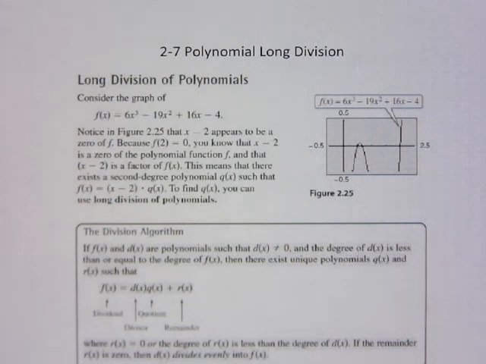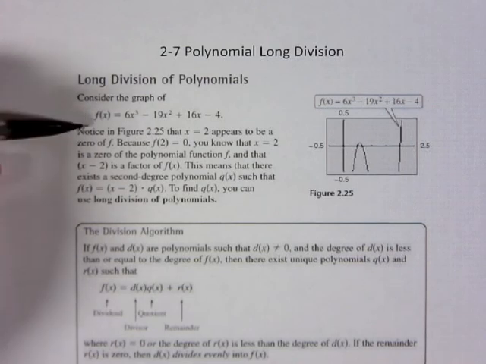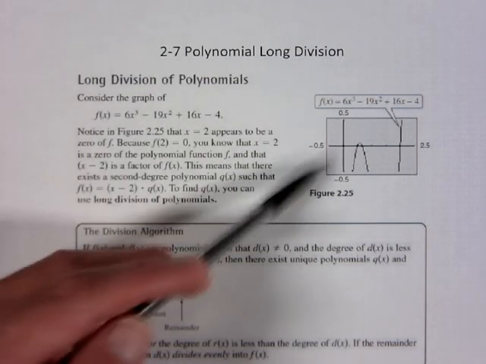All right, 2-7 is the next lesson that we are looking at. The topic here is polynomial long division. And so the first thing they give us is a polynomial. And so we can take a look at the graph of this thing.